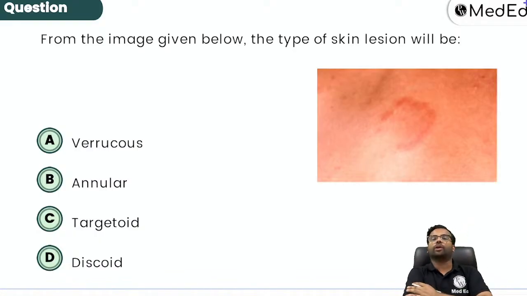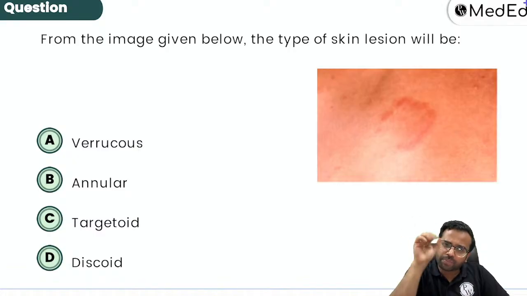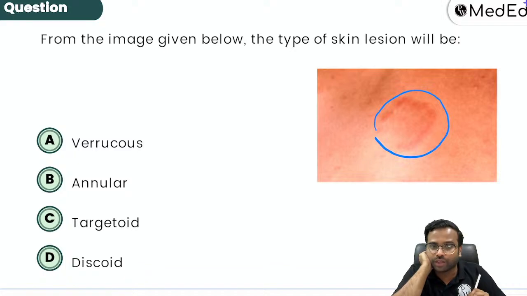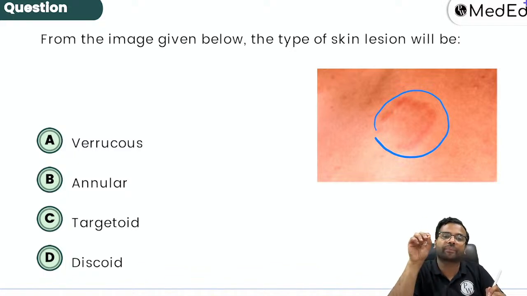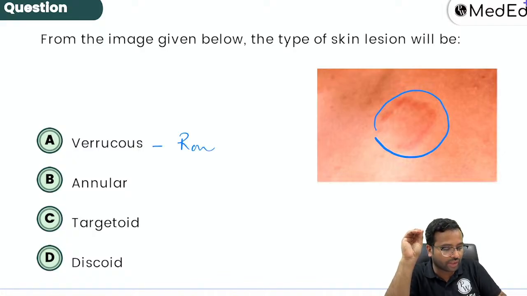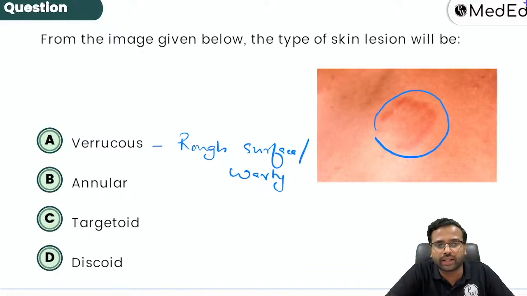So now let's see another question. From the image given below, what will be the type of skin lesion? It's a very non-specific image that is given. So what I can do is just draw something like this over the image. And now let's see the options: verrucous, annular, targetoid, discoid. What should be your answer? See, verrucous means it should have a rough surface, or in another word, warty. This lesion does not look like a warty type.